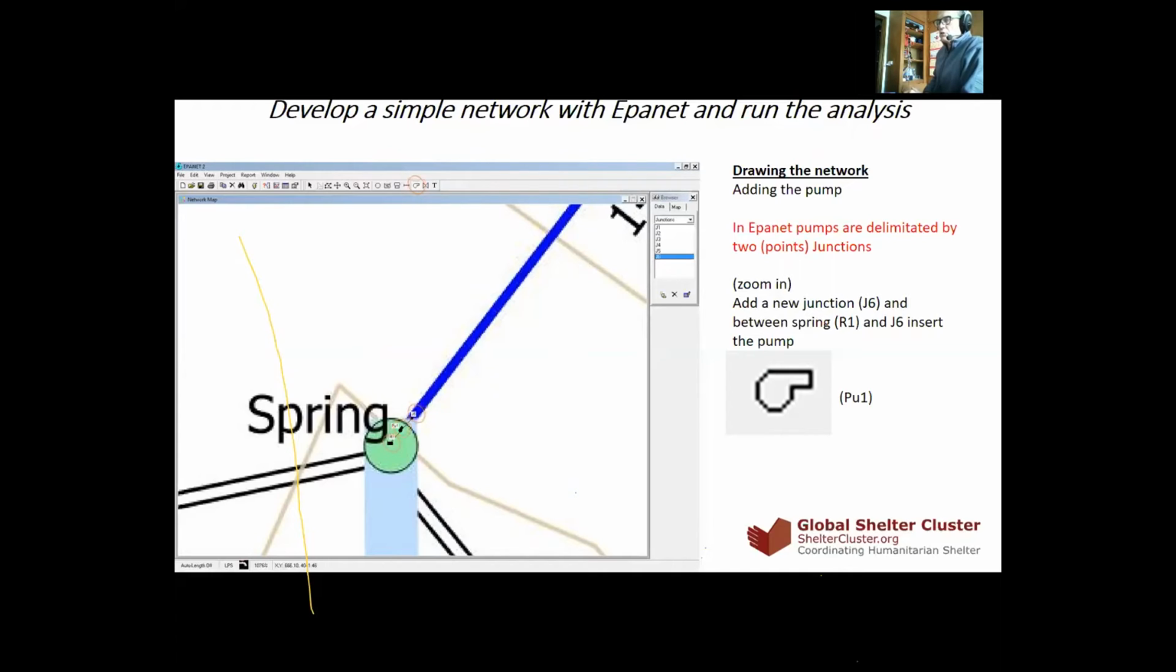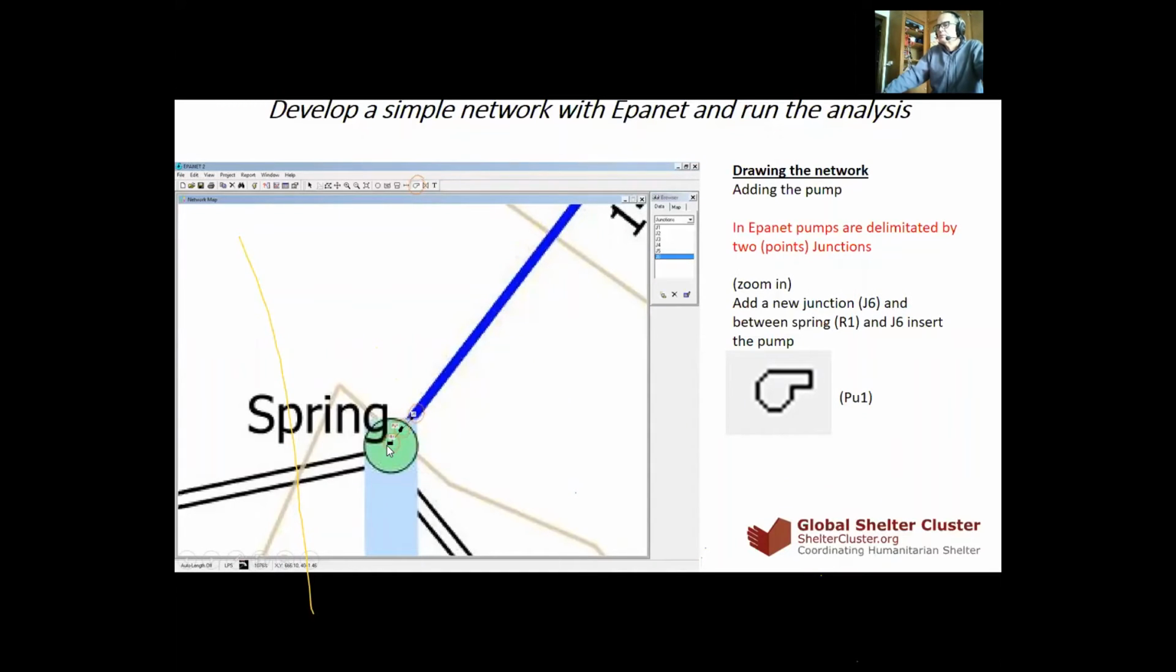And one junction can be the reservoir. This can be used as a junction. And the second junction is a kind of fake junction with the same elevation of the pump. So you put a fake junction close to the reservoir, to the spring here, and in between you put the pump with this icon. Be careful that the direction how you draw the pump is important.